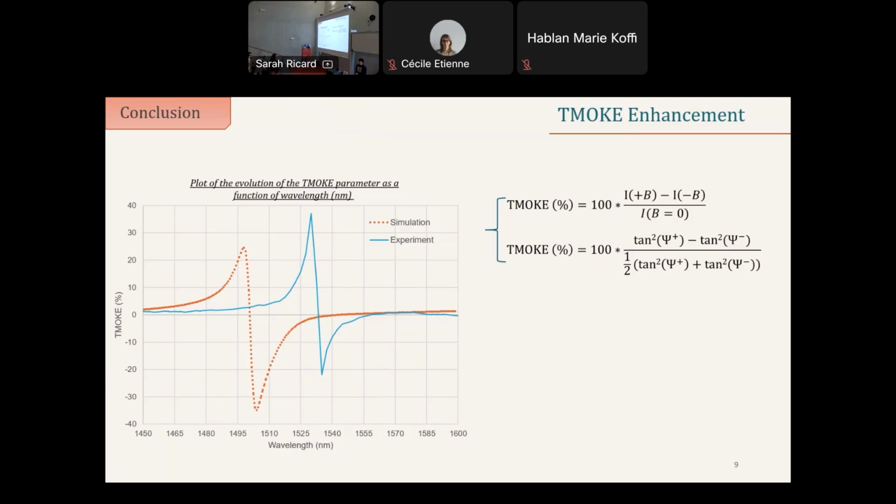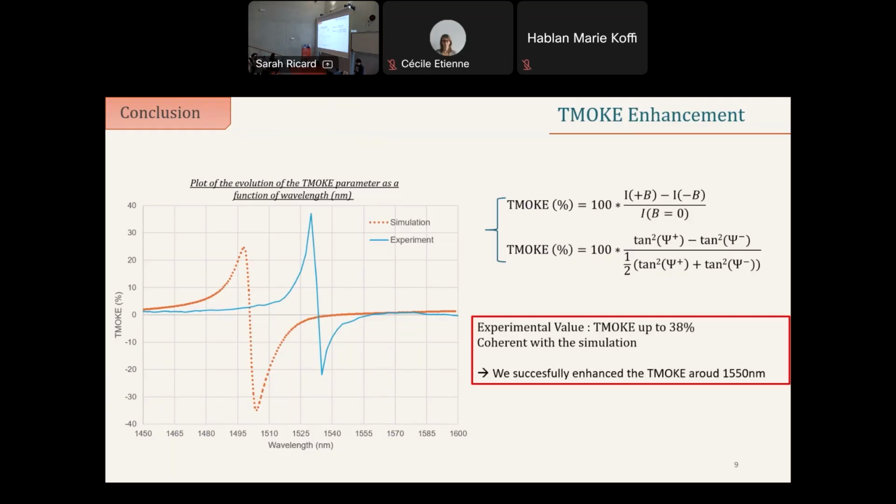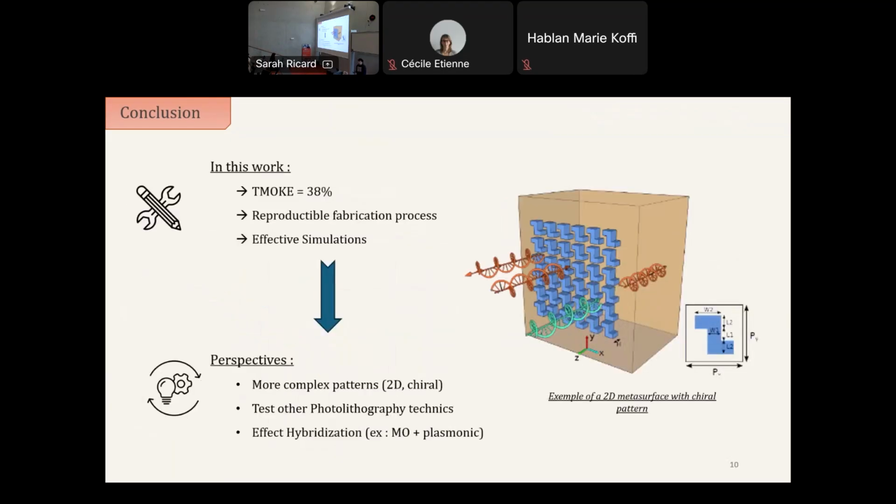I don't know if you had time to think about the perspective you mentioned. You spoke about plasmonic and hybridization. What is for you the added value of mixing plasmonic and magneto-optic? I've mostly read about magneto-optic and chiroptic hybridization, but I think it can be the same answer.